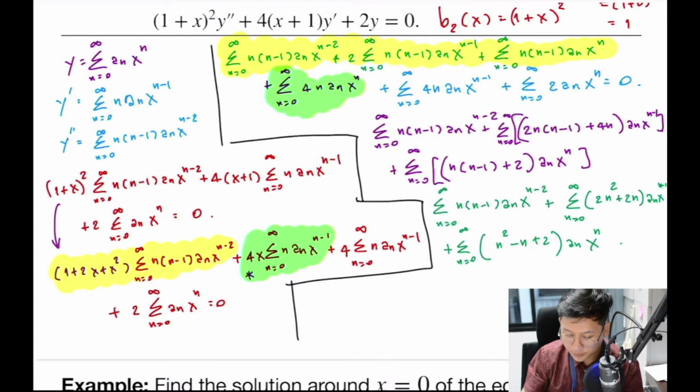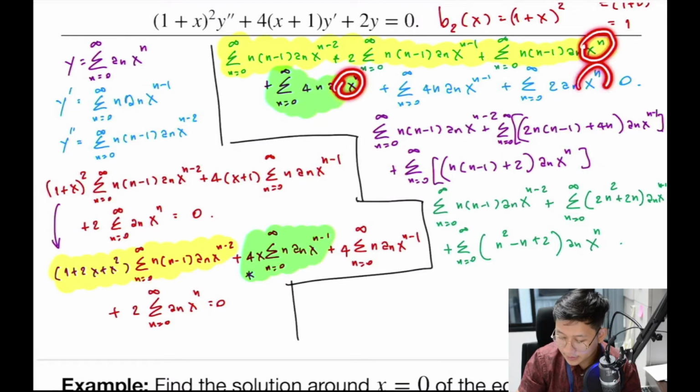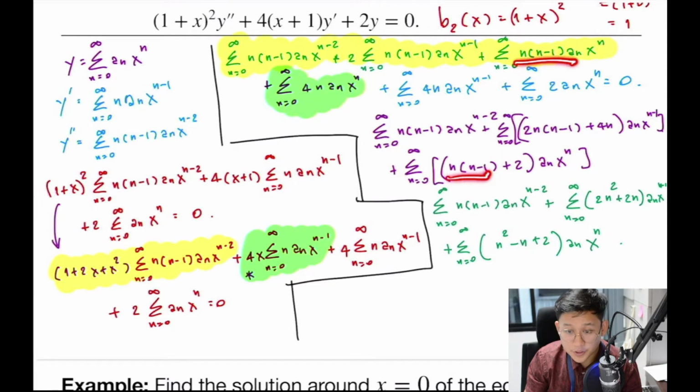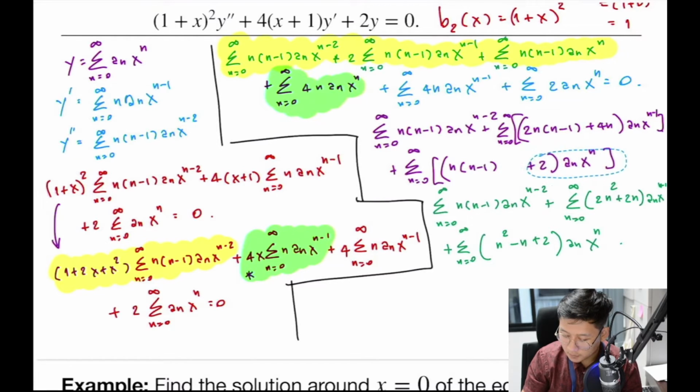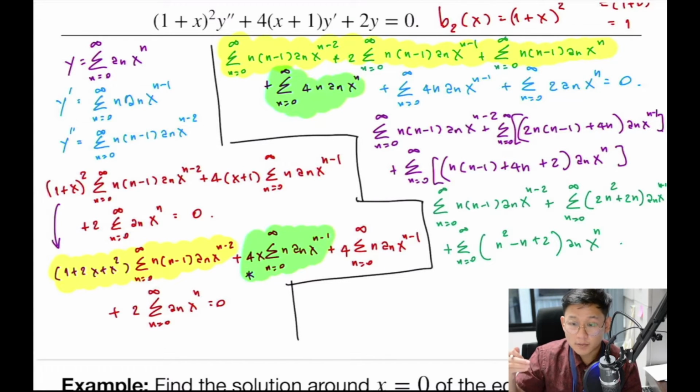Oh guys, I'm so sorry, I forgot one term here. We have x to the n is here, 1 term, 2 term, and 3 terms, right? So for x to the n, it needs to be this term, which is from here, right? And then you need to plus 2, and then you plus 4n as well. I forgot the 4n, so I'll plus 4n as well. That will be n minus 1 plus 4n plus 2 an x to the n.